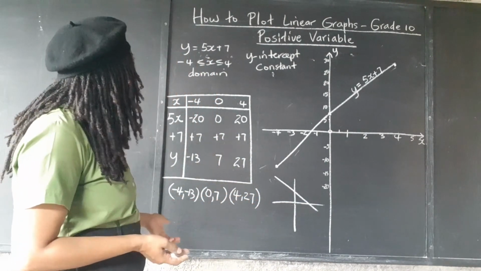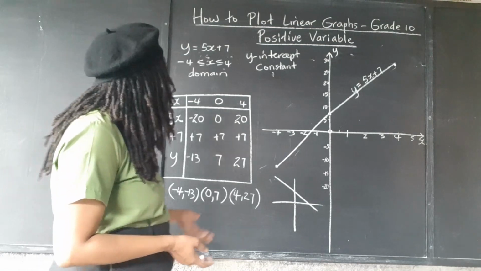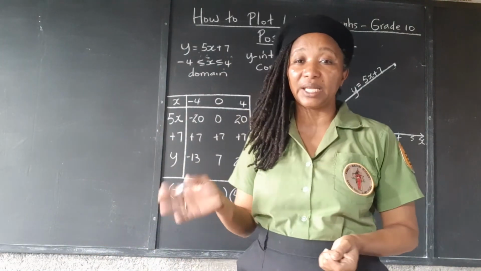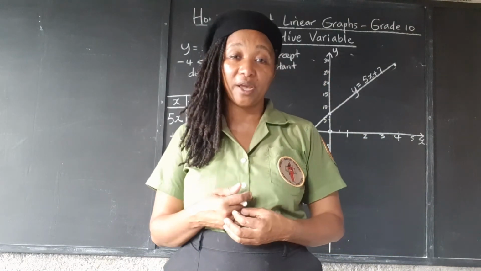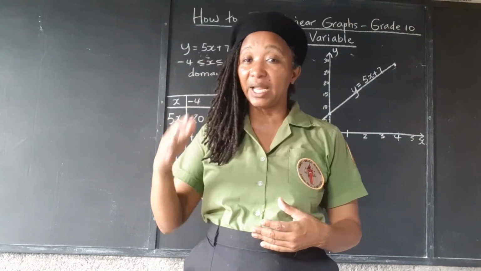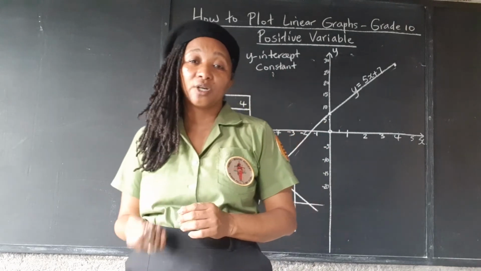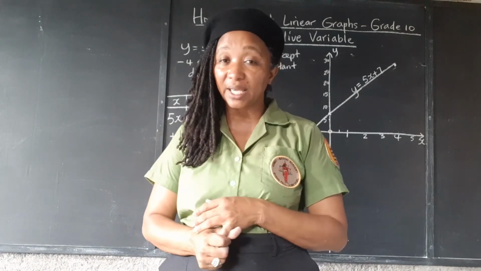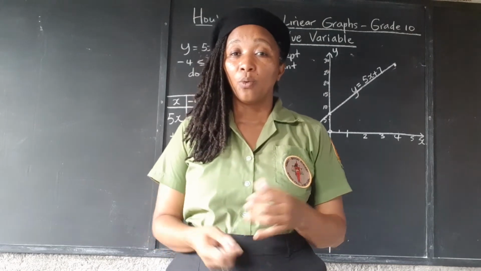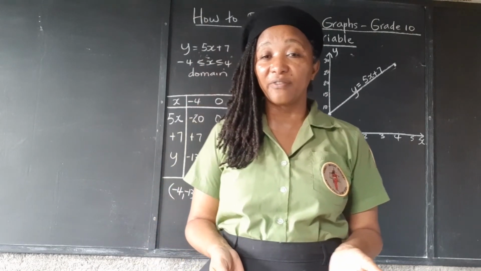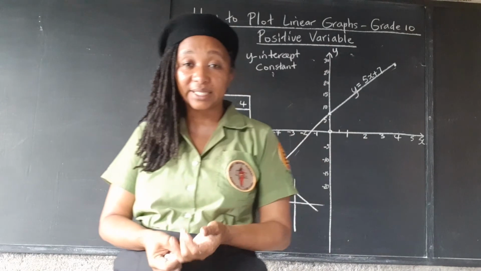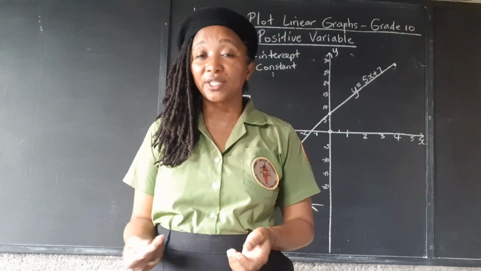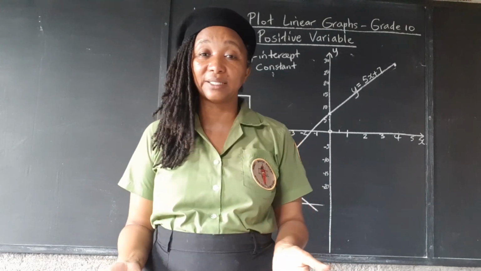Alright, so that's it for plotting the linear graph with a positive variable. Check that other video where we did a negative variable and compare the orientation of the line. And also check the videos that we'll be doing on the quadratic equation, plotting the quadratic graph where the variable is negative, where the variable is positive, and so on. Check that also so you can make your comparisons.